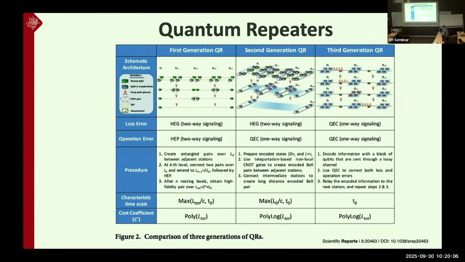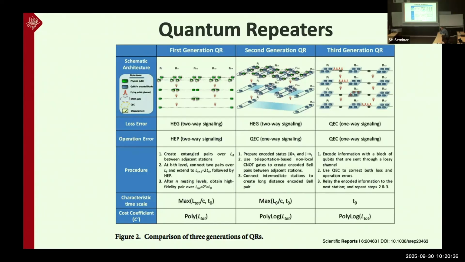This is kind of where things become frightening in a sense, okay? And this is a cost coefficient. It's an arbitrary metric. We want to say, as we increase the distance, how do the resources scale? The first generation, poly of the total distance. I don't like polynomials, okay? Really, really, really bad.